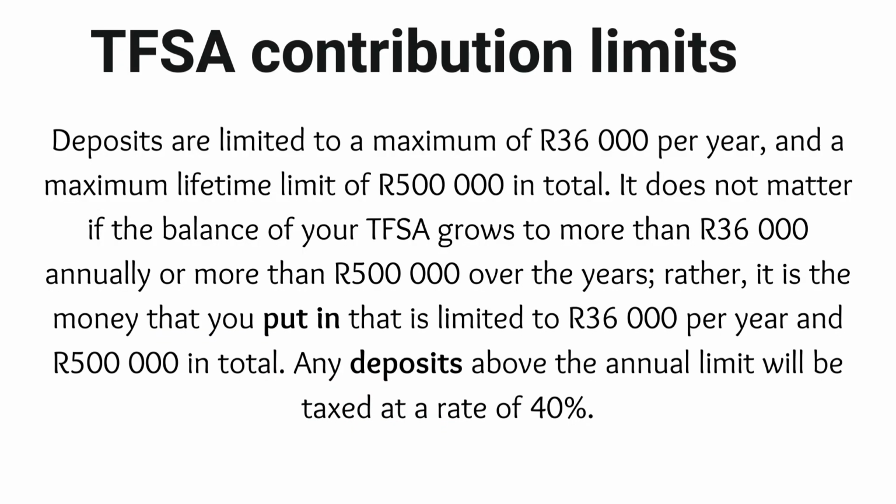Deposits to a tax-free savings account are limited to a maximum of 36,000 Rand per year and a maximum lifetime limit of 500,000 Rand in total. It doesn't matter if the balance of your tax-free savings account grows beyond these limits over the years. It is the money that you put in that is limited to 36,000 Rand per year and 500,000 Rand in total. Any deposits above the annual limit will be taxed at a rate of 40%.